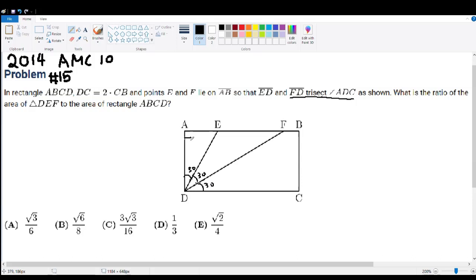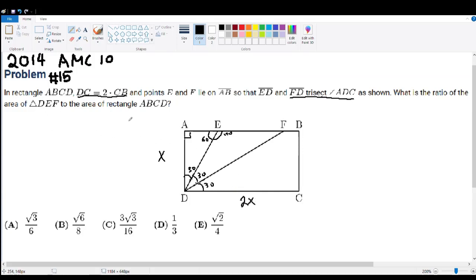This is good because this makes a 30, 60, 90 degree triangle. And since this is 60 and this whole entire line is 180, we can know that this is 120, right? But more on that later. Right now, we zone in on the other important thing, DC equals 2 times CB. That means if AD were X, then DC would be 2X.